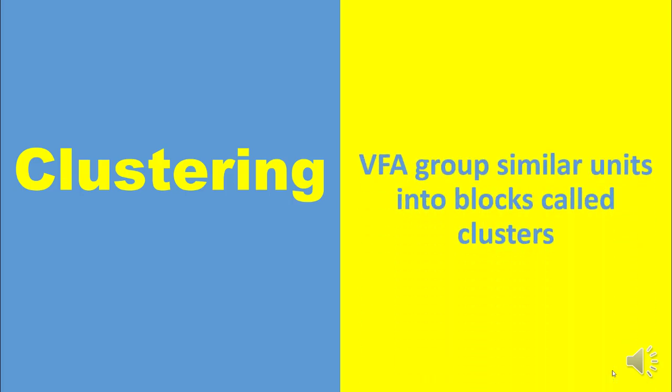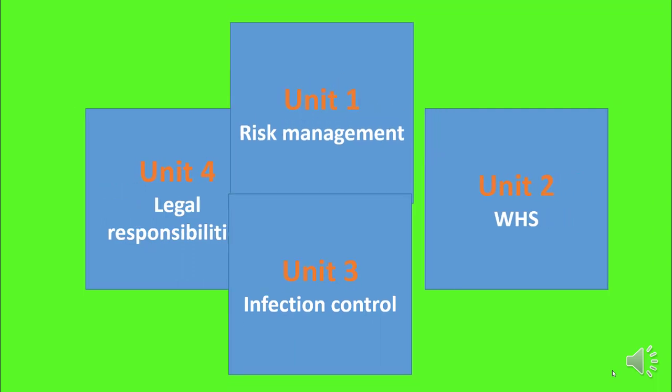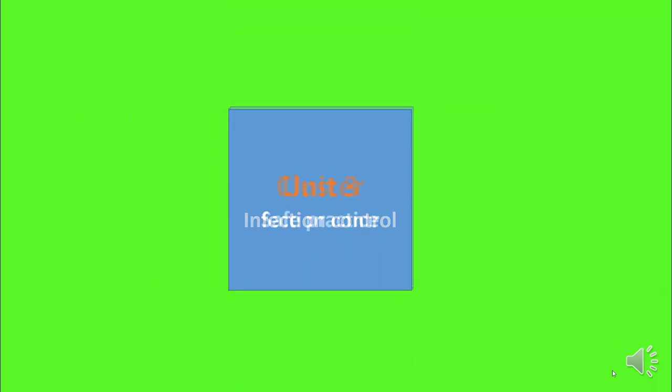For your course, VFA groups similar units together into blocks called clusters. The example on screen relates to a qualification that has 20 units in it. 4 of the units can be seen on screen. These units are all similar as they relate to running a safe and compliant business. VFA groups these units together into a cluster called Safe Practice.